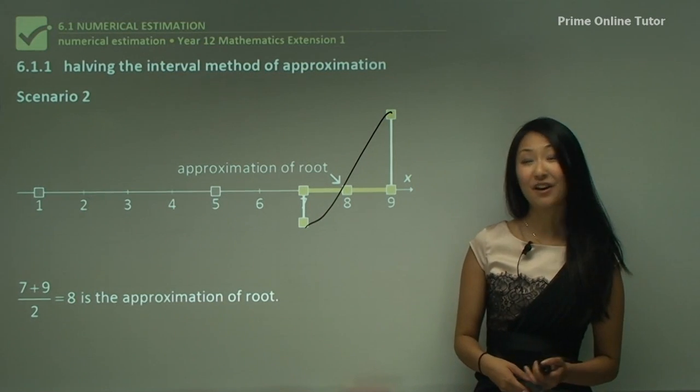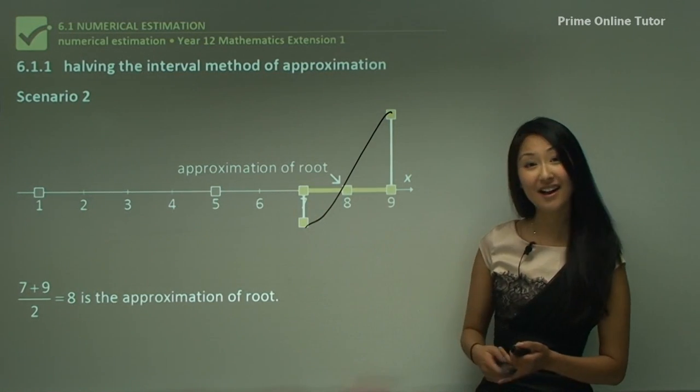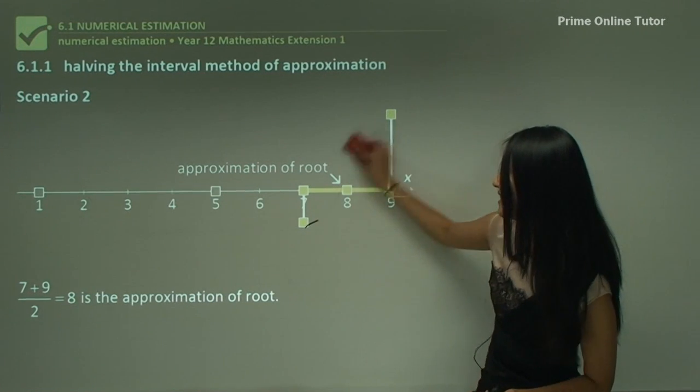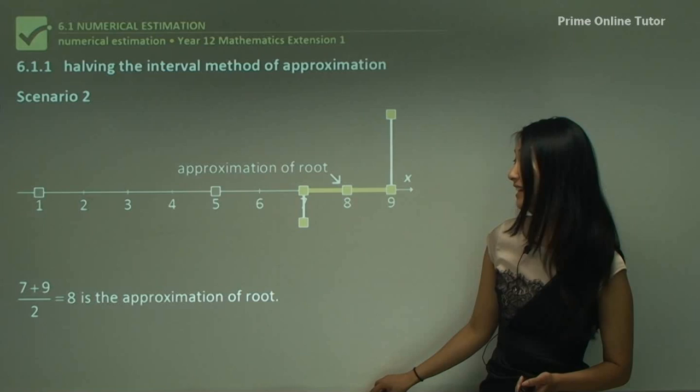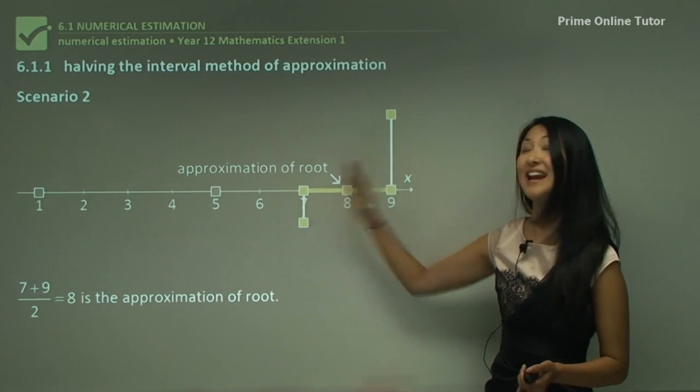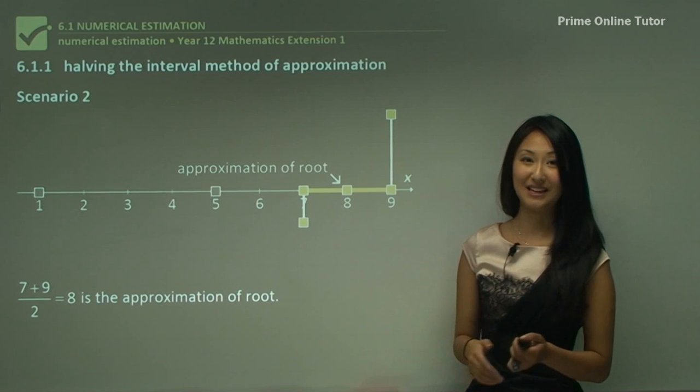When we first started off, we were saying it's between 1 and 9. And as you can see in this case, it's actually much to the side. So it's 8 rather than in the middle of 5 or 4 or 6. Okay? So it could be anywhere between 1 and 9. It doesn't have to be in the middle.